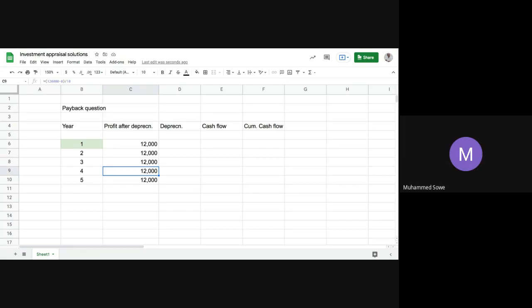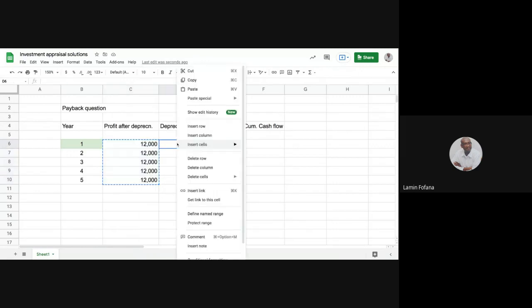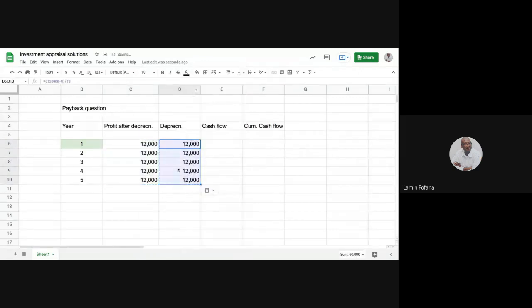But now, where we wrote that heading, profit after depreciation, is that where it should be, or is it in the other column, the second one, under D? Oh yeah, sorry. You're right. Thanks for that observation. So this should definitely come to depreciation, paste. So the profit after depreciation is the one we have in our question, isn't it? So that will be 12,000. Correct.